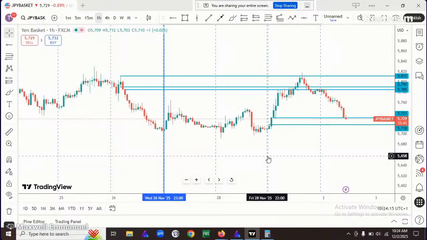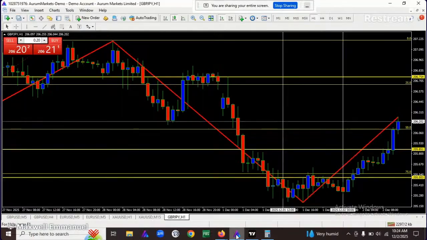Okay, so let's look at currency pairs. I'm going to be using my MT4 for currency pairs.